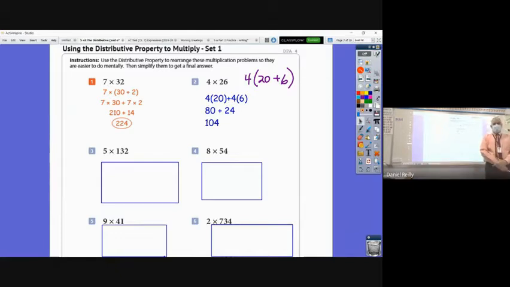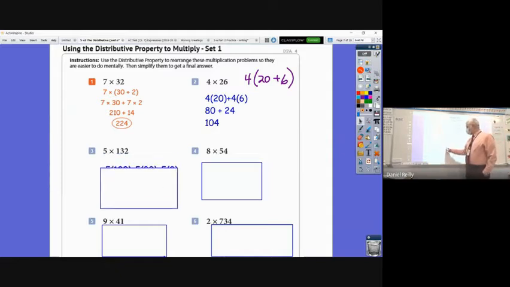You don't write it out typically, you could, right? And if you have a calculator, then you do 5 times 132 in your calculator. Okay, but if you don't have a calculator, how do you do 5 times 132 with the distributive property?